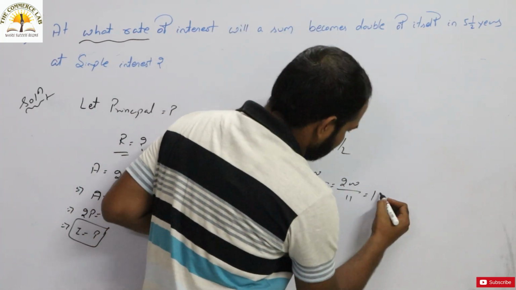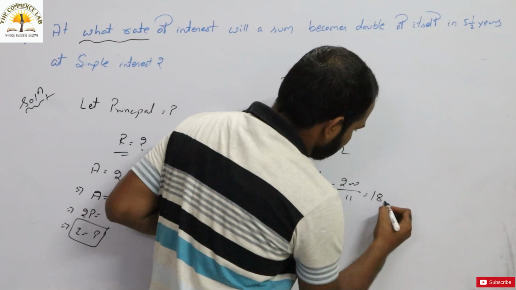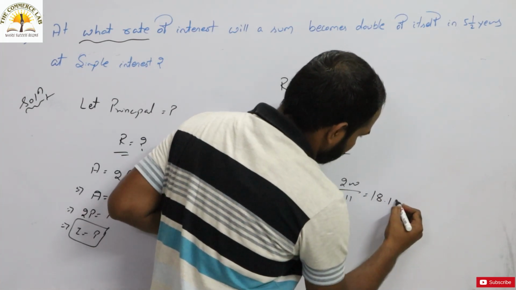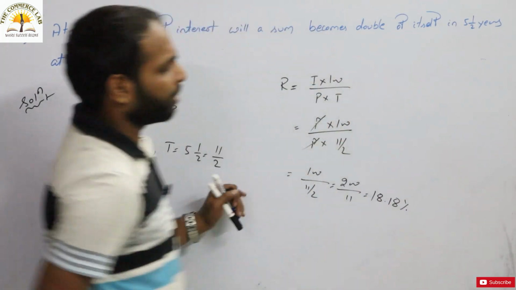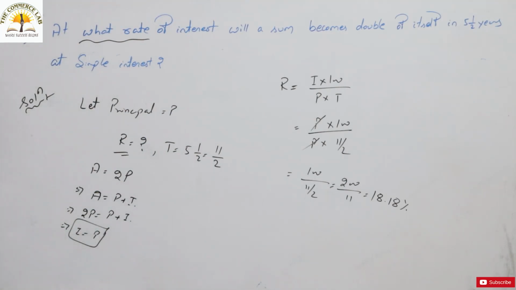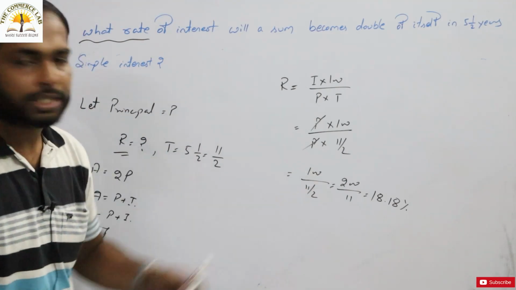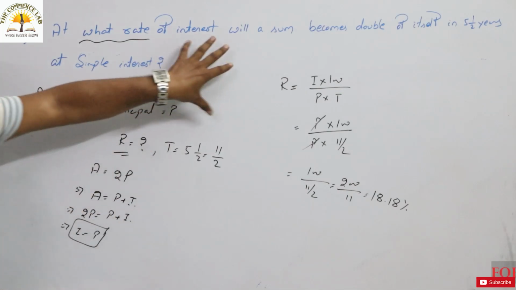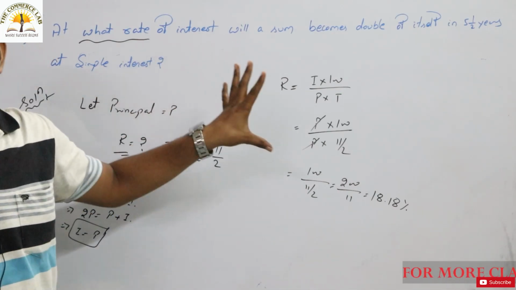So approximately 18.18%. Approximately 18.18%. So in this type of question, how do we have to proceed?